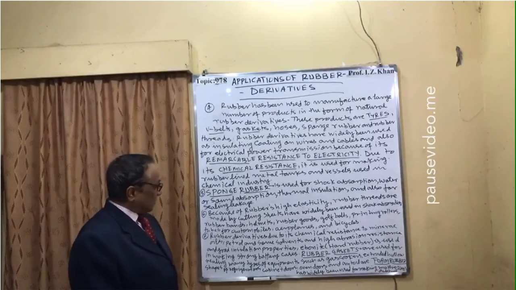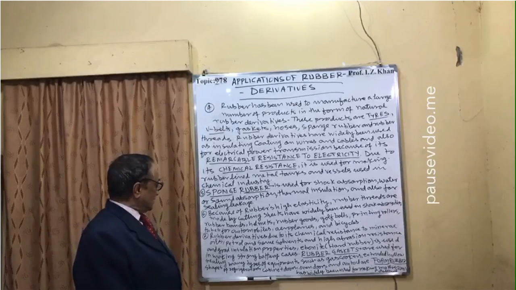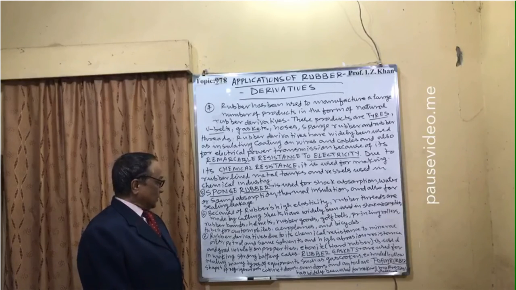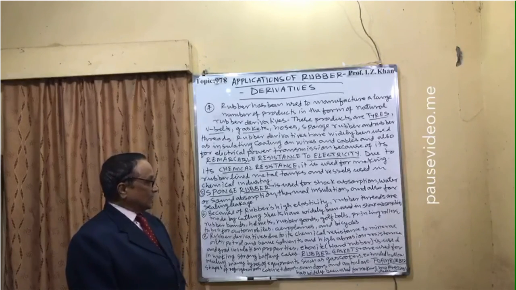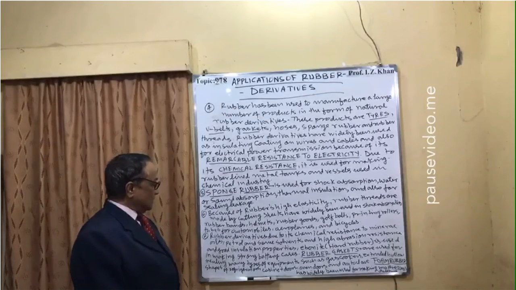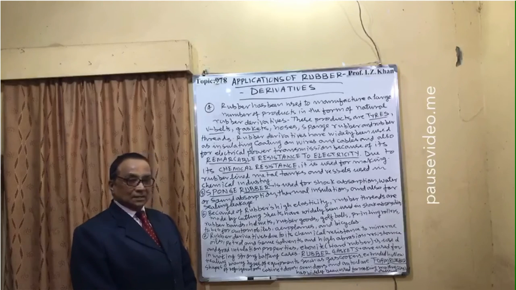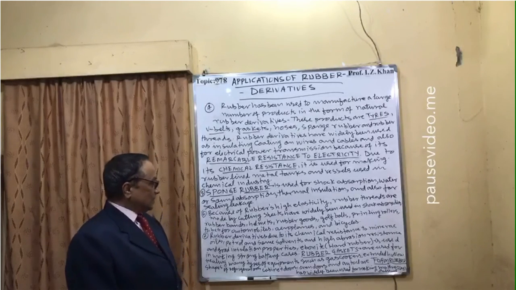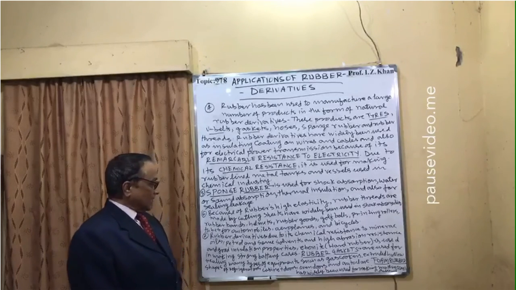Number seven, rubber derivatives, due to their chemical resistance to mineral acids, oils, petrol, and some solvents, and high absorption resistance and good insulation properties like ebonite, that is, hard rubber, are used in making strong battery cases.